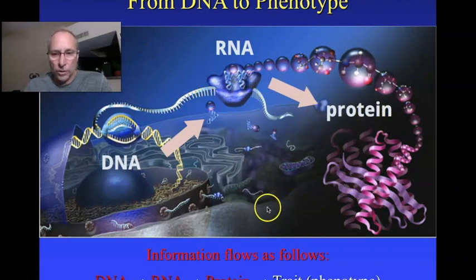And now the question is this. We go DNA, RNA, protein, information flows in that way, and then that ends up determining the trait or the phenotype. So that's our last step, is to look at that.